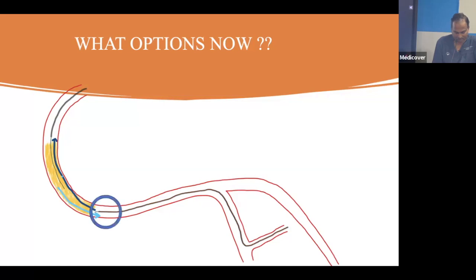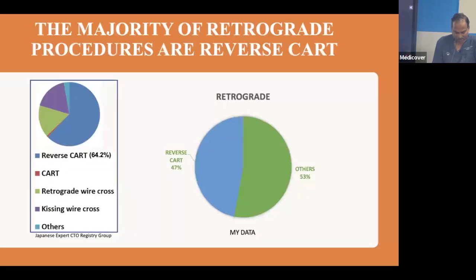Or third thing is, you can go ahead with reverse CART within the lesion. Okay, so see, majority of retrograde procedures end up in reverse CART. That's how we go with the plan. As I explained to you yesterday, when you go retrograde, you should have a plan for what next you want to do.